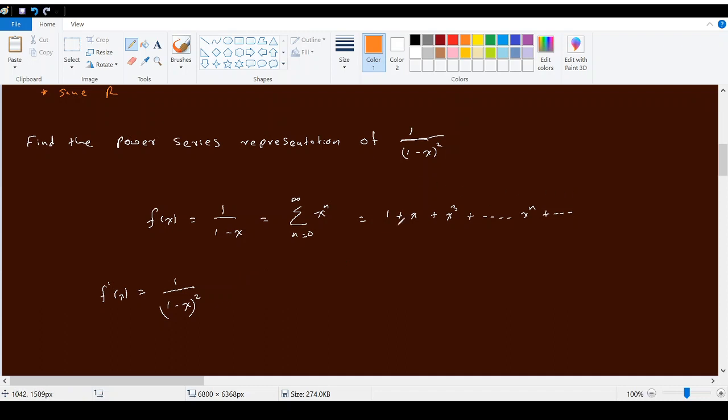So now if we differentiate these terms, this is 0 and this will be 1, here it will be 2x, and the next term will be 3x squared, and likewise this term will be n x to the power n minus 1, and likewise it goes, right? So the power series representation will be the sum of n times x to the power n minus 1, starting from the same number and going up to infinity, right?